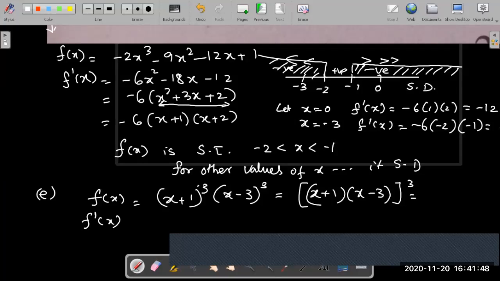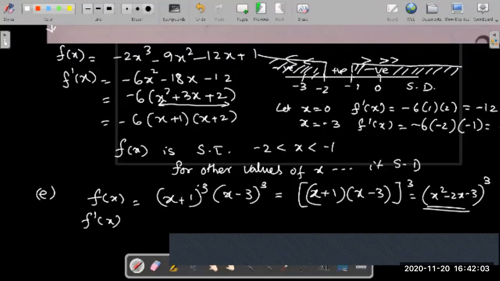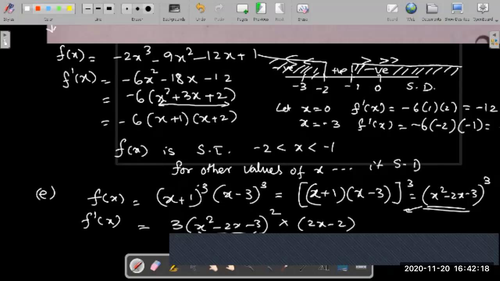Then write this as x squared minus 2x minus 3 whole cube, when you actually multiply. So this is better to differentiate rather than the UV rule. So you will have 3 times x squared minus 2x minus 3 whole squared, multiplied by the chain rule factor for this, so you'll have 2x minus 2. So this is the total differentiation. That means 3 times x squared minus 2x minus 3 whole squared into 2. I took the 2 common and we have x minus 1.